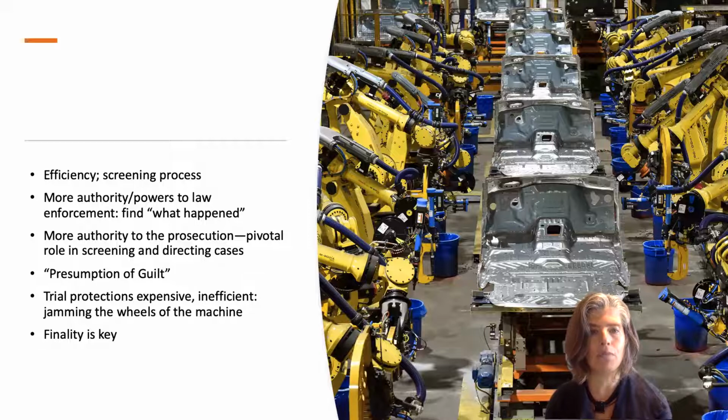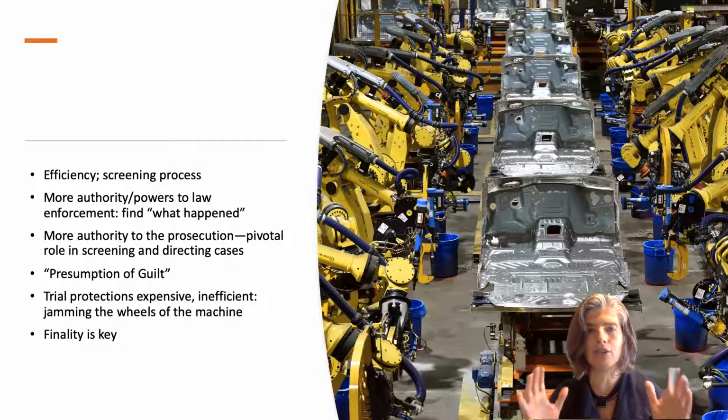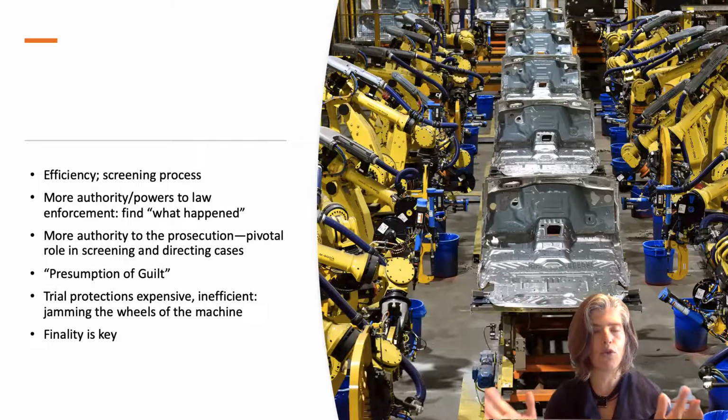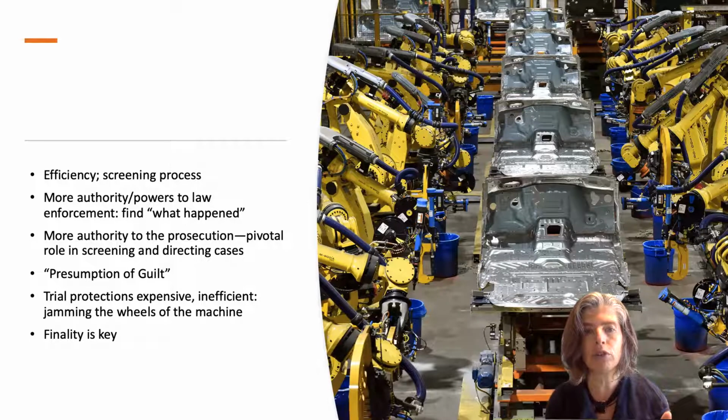In the crime control model, a lot of authority and power is being given to law enforcement. Their role is to find out as quickly and efficiently as possible what happened. Then there's a lot of authority given to the prosecution, which is the main screening mechanism in the crime control model. The prosecutor has a pivotal role in screening and directing cases and in shunting any case that doesn't go through a simple and straightforward resolution away from the criminal process.